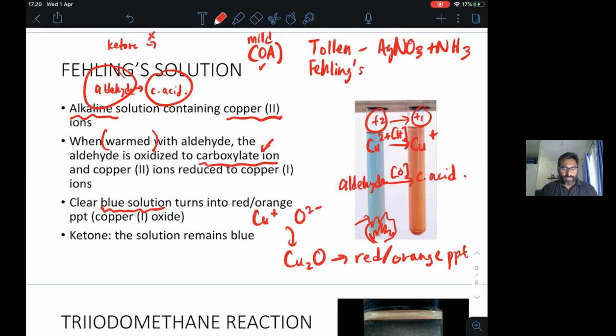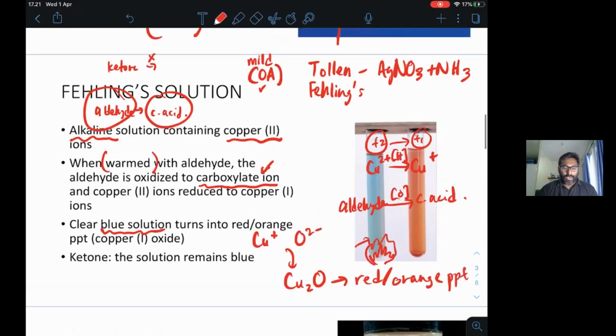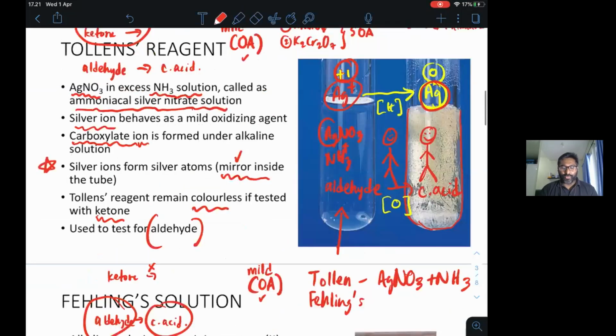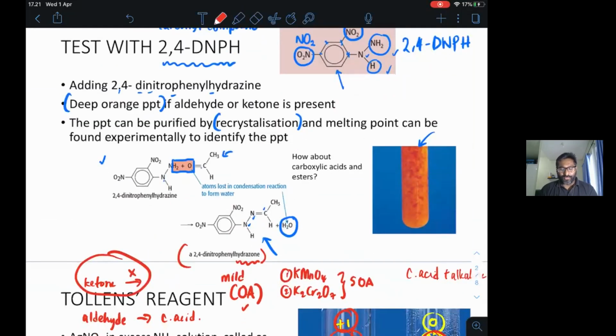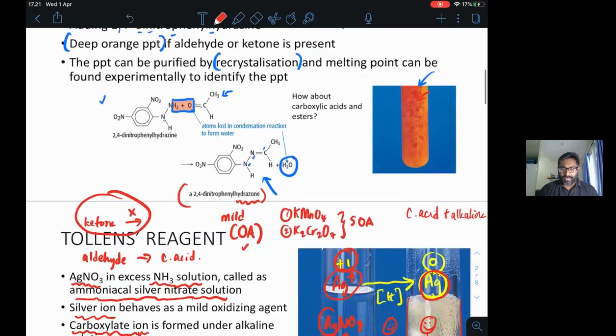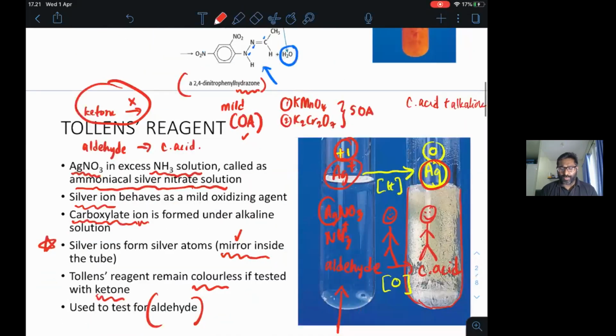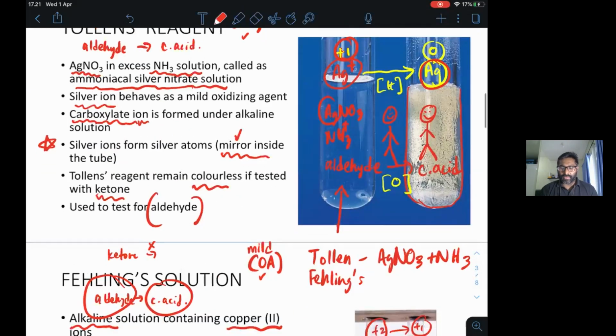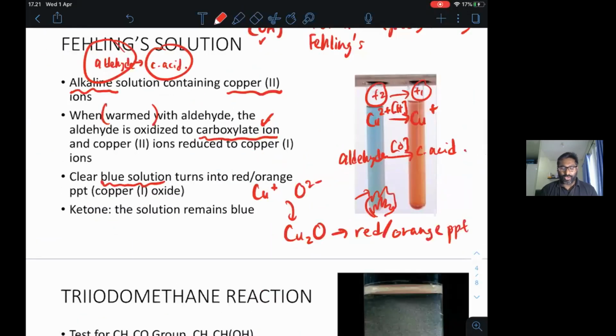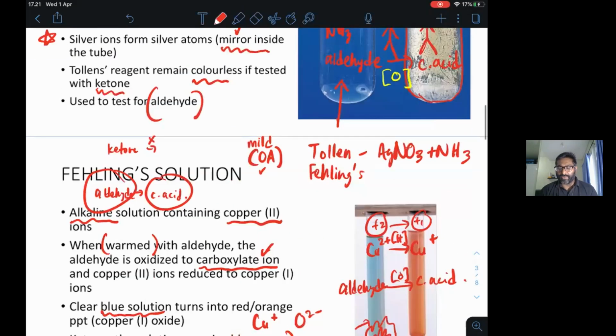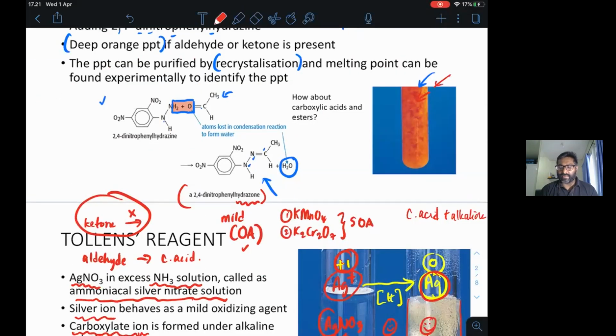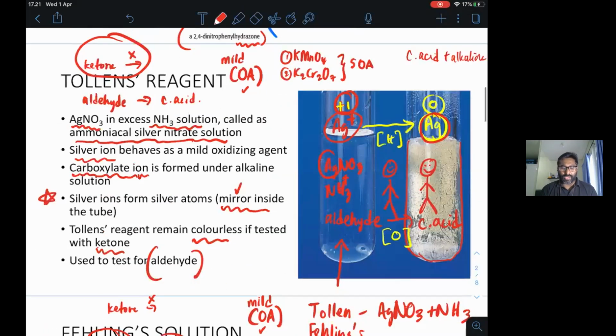So the first positive result when we learned about testing is 2,4-DNPH. Don't get confused with this. This is going to be a deep orange precipitate, and you can see the color. But the second one, Tollens, is going to be a silver mirror. And then the third one that we learn over here is going to be a red orange precipitate. So you can see it's quite different. And this one can change into crystal. So it's very much different compared to each other.